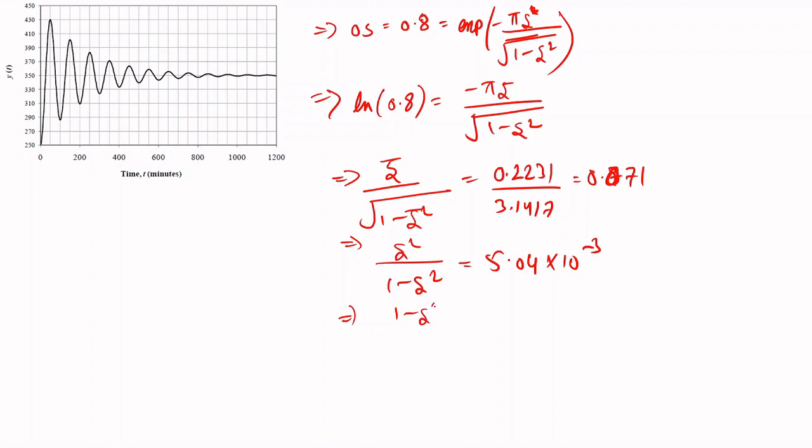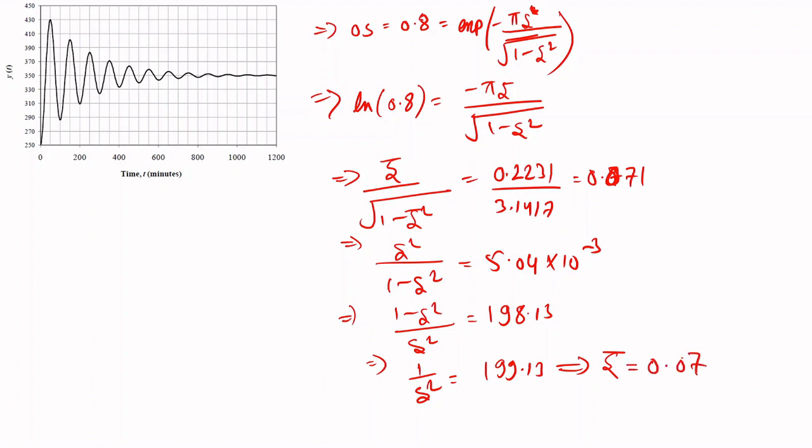Again we can take the inverse. It will become 198.13. So that is 1 upon zeta square minus 1. We can write it as 199.13. And from this we can find the value of damping factor zeta as 0.07. So now we have this value of damping factor, that is zeta.